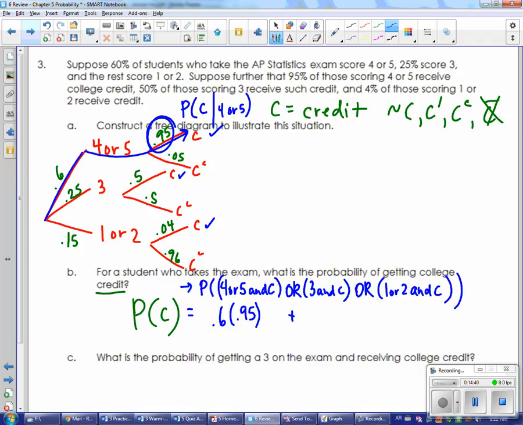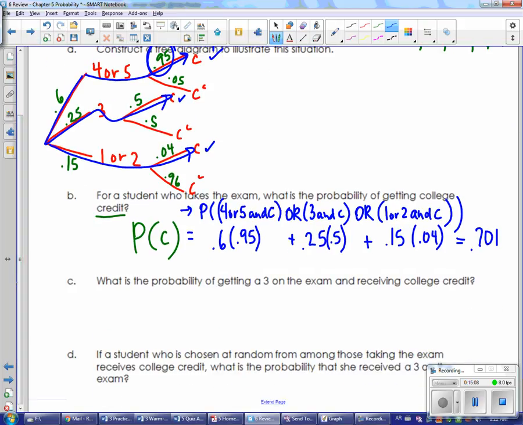The probability of scoring a 3 and getting college credit, which is going to be 0.25 times 0.5. Or this last branch, which would be 0.15 times 0.04. And if you multiply all that together, you should get 0.701, a 70% chance of getting credit for the exam. And again, I'm not sure where these numbers came from. So I'm not saying that it's not accurate, I have no way of confirming if this is true or not. So that would be the probability of getting credit according to this model.